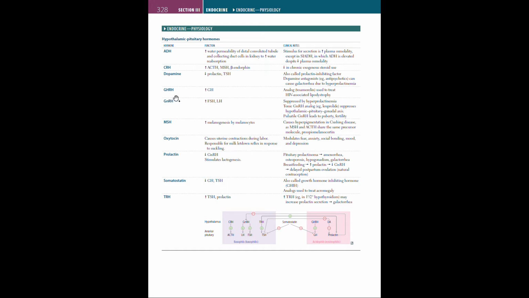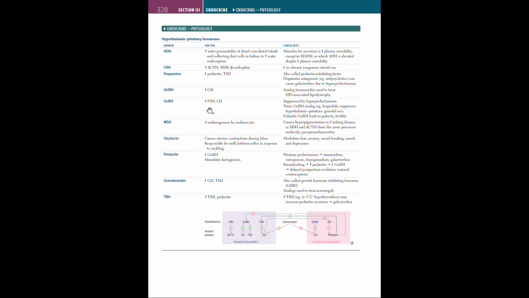GHRH, growth hormone releasing hormone, causes increase in growth hormone. Analog is tesamorelin, used to treat HIV-associated lipodystrophy.